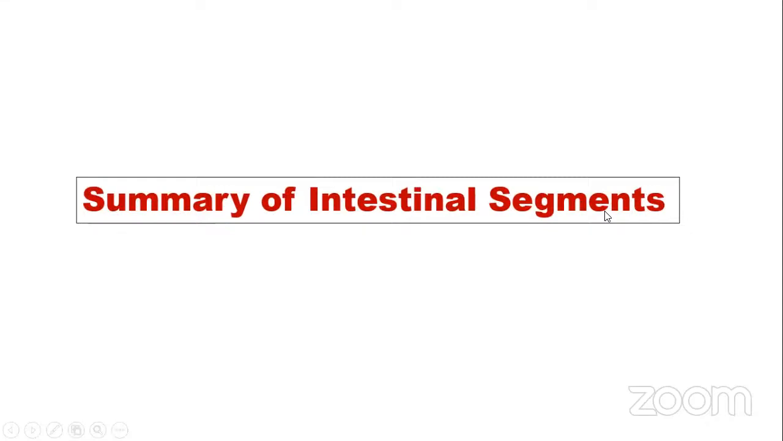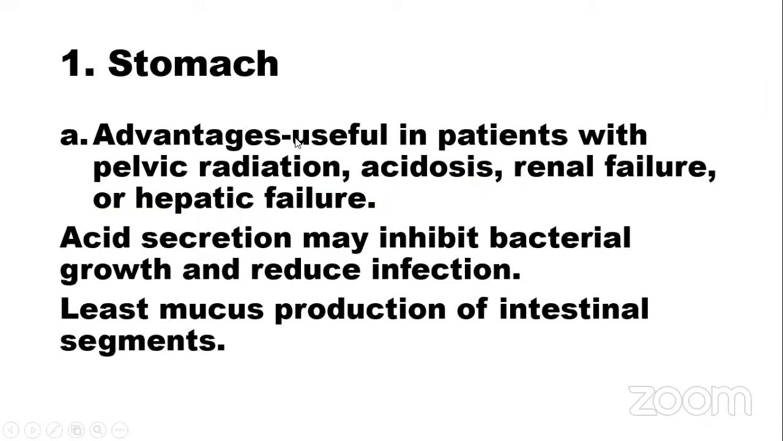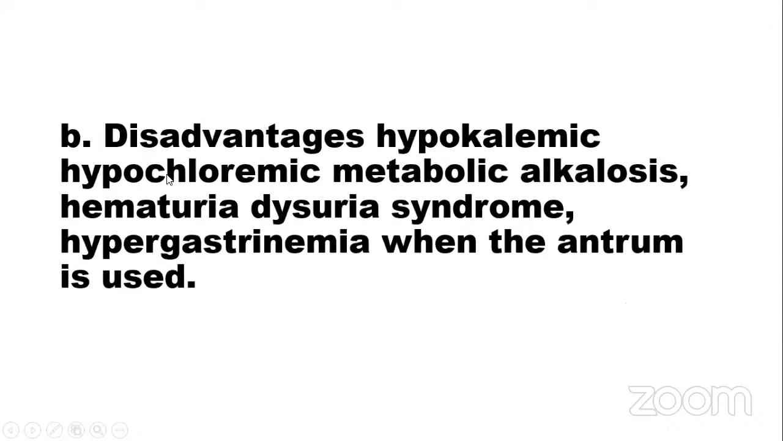We will come to the summary of intestinal segments. Stomach advantage: useful in patients with pelvic radiation, acidosis, renal failure, and hepatic failure. So these are the advantages of using stomach. Acid secretion may inhibit bacterial growth and reduce infection, and there is the least mucus production of the intestinal segments. Disadvantage is hypokalemic, hypochloremic metabolic alkalosis. Also, hematuria-dysuria syndrome can occur, and hypergastrinemia also can occur when the stomach is used, and this can lead to peptic ulcer disease.